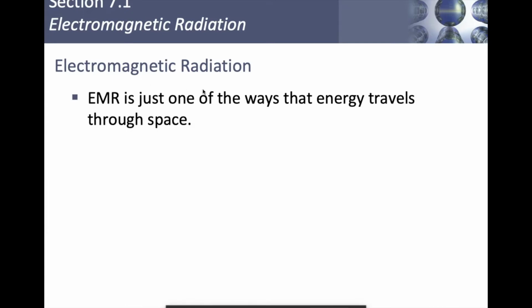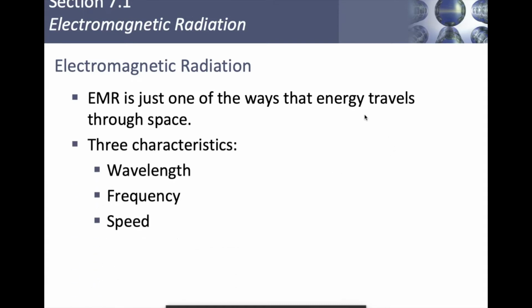Electromagnetic radiation, which I'm going to abbreviate as EMR, is just one of the ways that energy travels through space. We haven't really discussed energy very much yet, but energy has multiple forms and can be stored in many ways. We have kinetic energy and potential energy, right? Well, electromagnetic radiation is just one of the ways that energy can travel through space, and it's the important part of the unit that we're going to be talking about. So what characteristics does electromagnetic radiation possess?